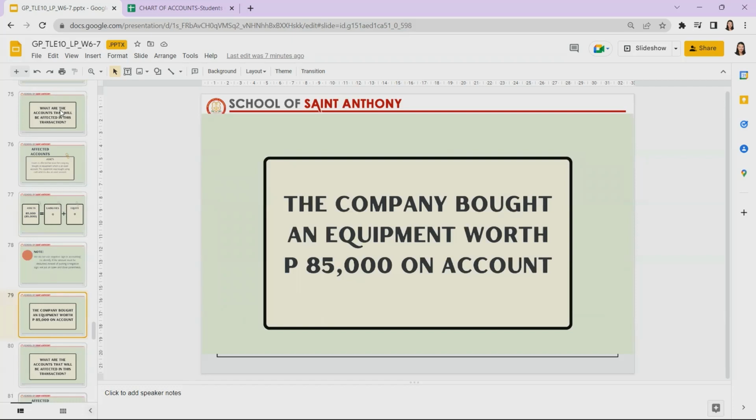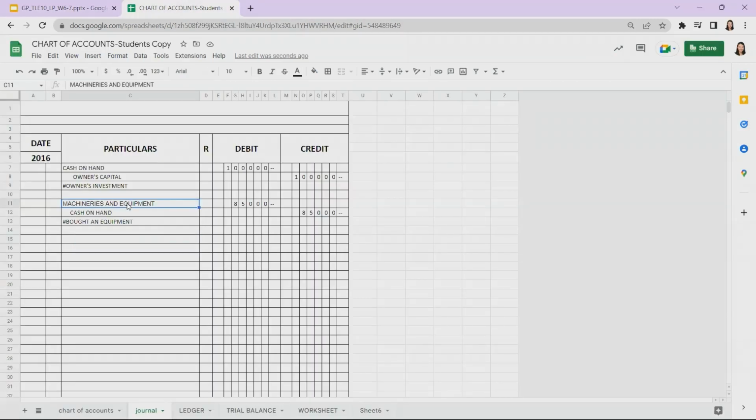Next business transaction. What if the company bought an equipment worth 85,000 on account? This time you bought it on account. When you say on account, meaning hindi pa nagbayad, nakalista pa lang. So bumili ka ng equipment. So ibig sabihin, kagaya kanina, yung machineries and equipment natin, anong nangyari? Nag-increase. Okay? Nag-increase yung ating machineries and equipment kasi bumili ka ng equipment. You bought machineries and equipment, your machineries and equipment will increase.